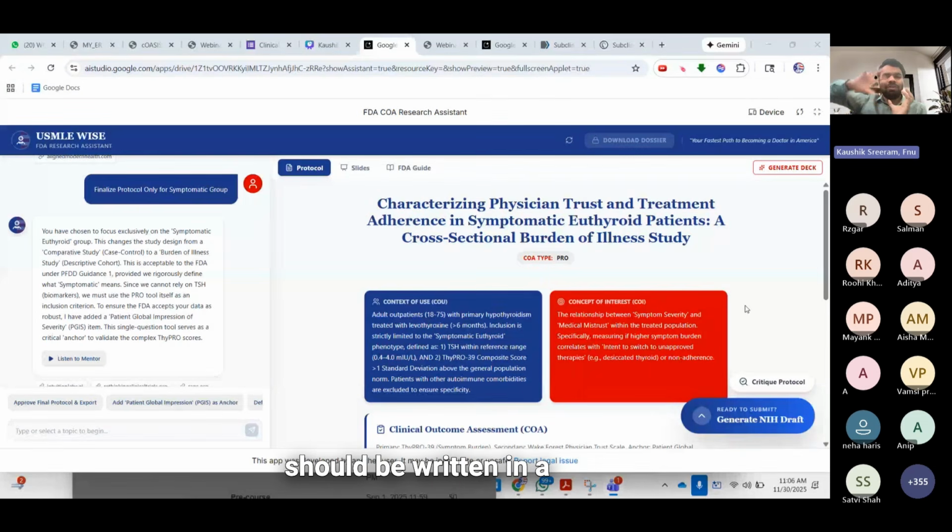See, any protocol should be written in a particular format, right? With research, there are patterns. You stick to that pattern, don't change it. So I already have a predefined pattern on what needs to go where and what is important. Then you have the updated FDA guidelines. So anytime you are asking a question, this model goes to the FDA guidelines and checks whether the current protocol is in line with them. That is something it is doing.